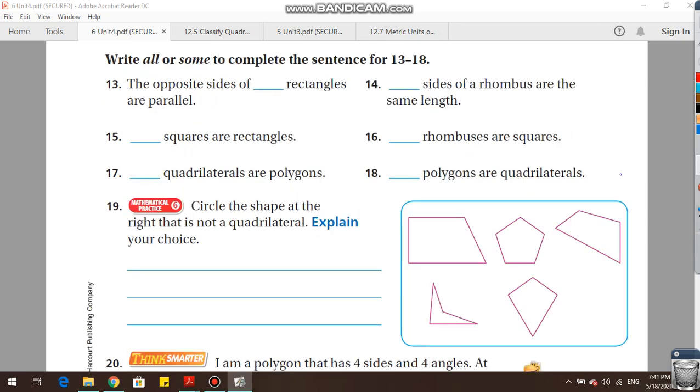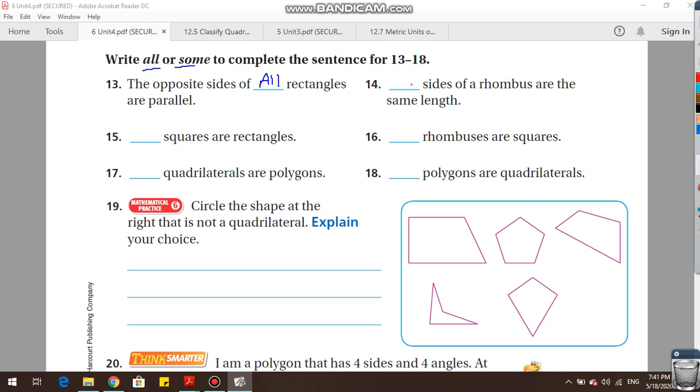Now guys, write all or some to complete the sentence from 13 till 18. Okay. The opposite sides of what rectangles are parallel? The opposite sides are parallel in rectangles. All rectangles or some rectangles? All rectangles. All the opposite sides of all rectangles are parallel.